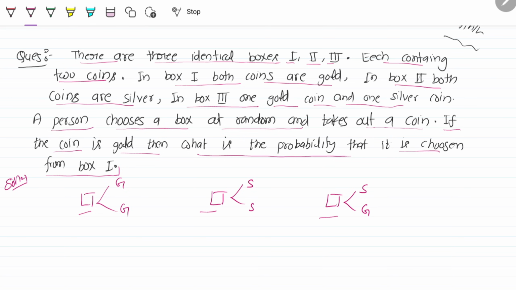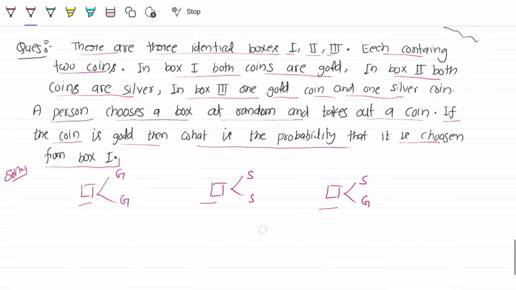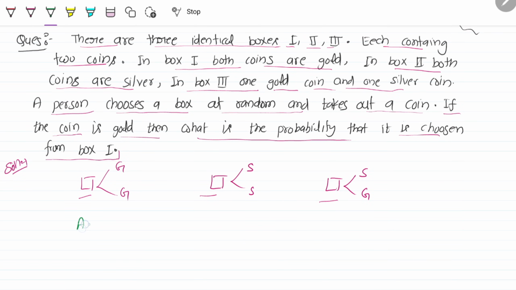I have told you initially while explaining the definition. They will ask here one particular event. What do they want? First of all, the requirement A means getting a gold coin. Okay, and here they have asked it is chosen from box 1, so they want E1 by A. Understood? What is E1? E1 is selection of box 1. What is E2? Selection of box 2. What is E3? Selection of box 3.